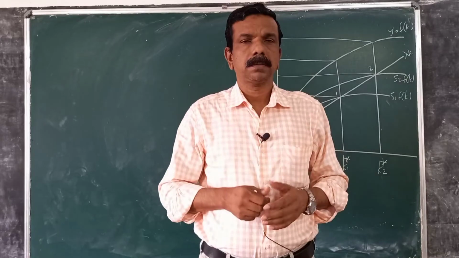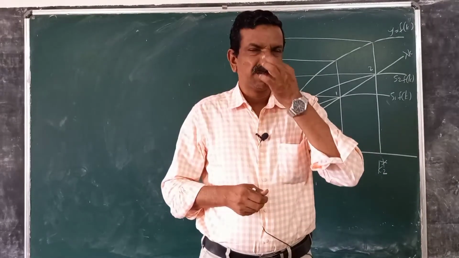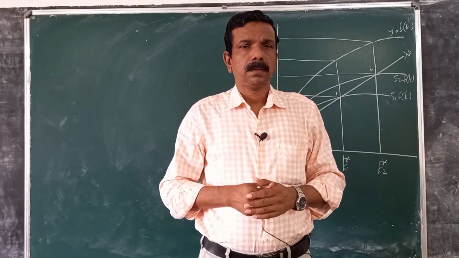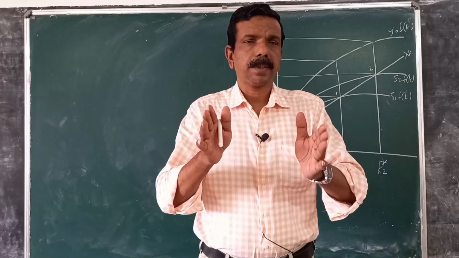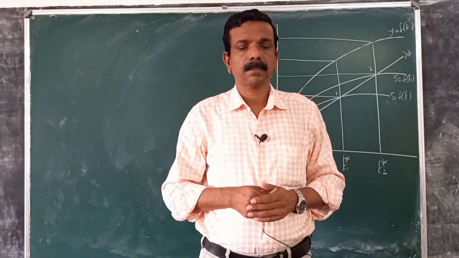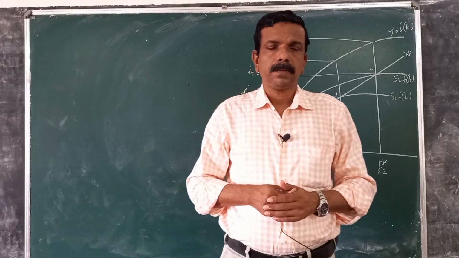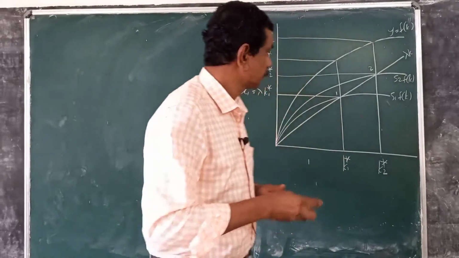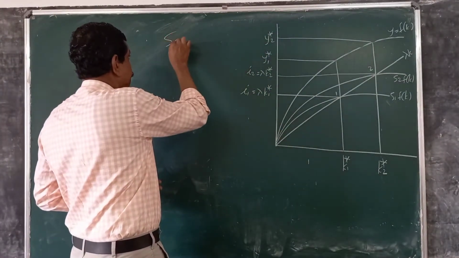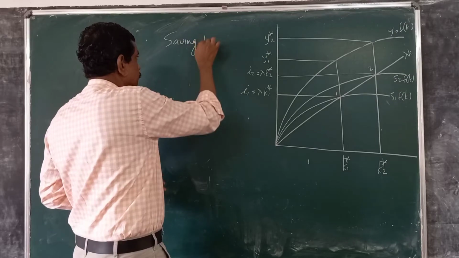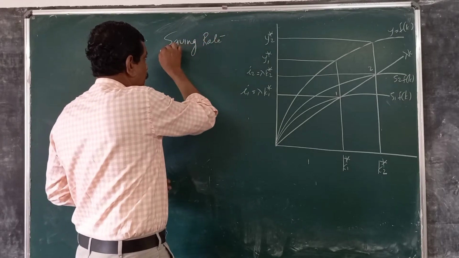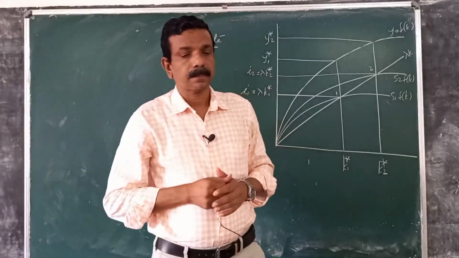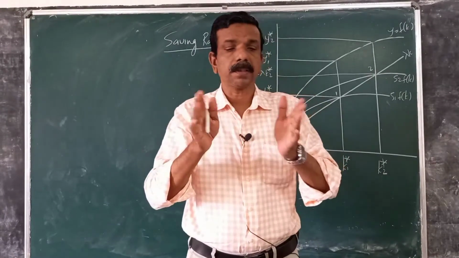Having discussed the steady state in the Solow model and also the dynamics of the steady state, now we consider saving rate changes in the Solow model. What happens to the steady state if there is a change in the saving rate?